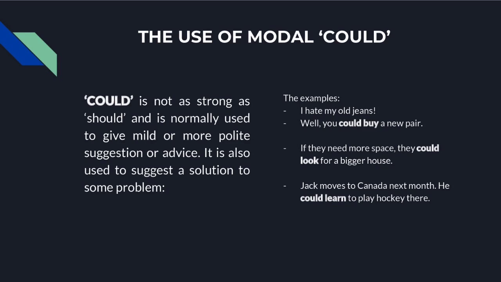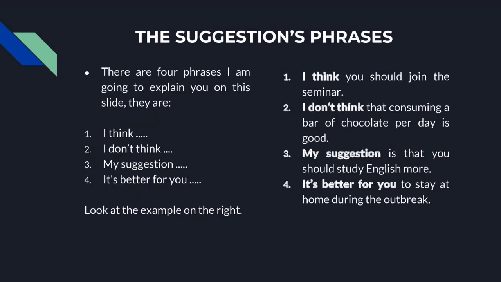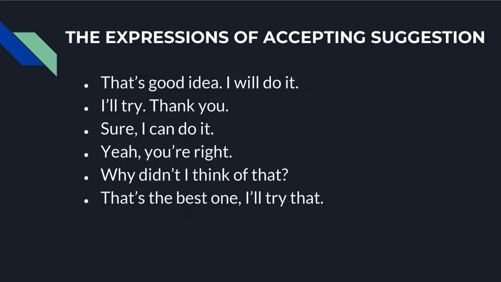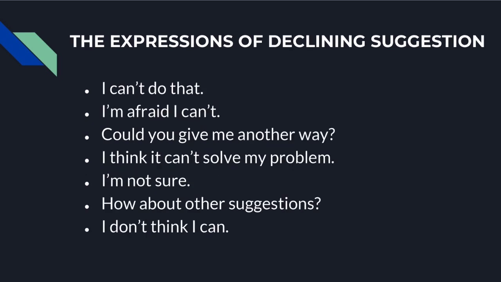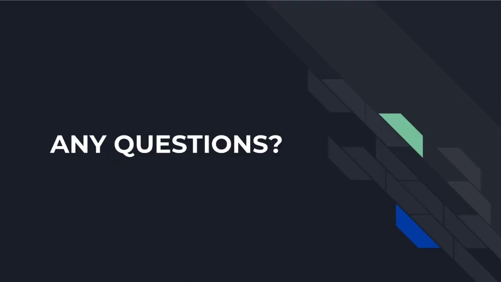Well, understood. Okay, next are the suggestion phrases. You can read by yourself. They are 4 phrases you can learn at home. Okay, please look at the expressions of accepting suggestions. There are 6 expressions. You can learn by yourself, yeah. Next are the expressions of declining suggestions. You can look at the examples. Yeah, there are some examples of declining suggestions. Any questions so far? Kalau ada pertanyaan, silahkan tuliskan di kolom komentar ya.